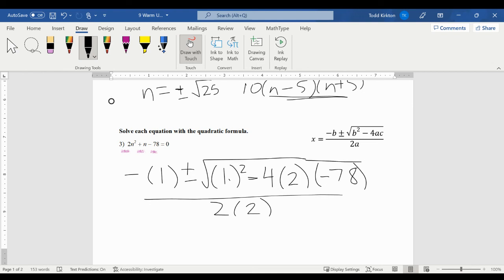Do the part that's under the square root sign on your calculator. So that's going to be, just enter it in with all the parentheses. And you get 625. Then you can put it in the square root and see if it's a perfect square, which it is. It's 25.